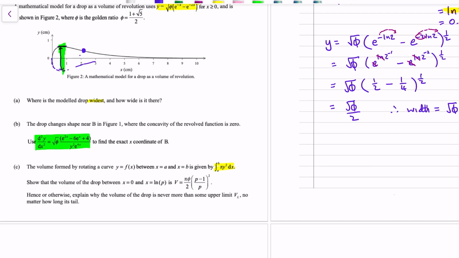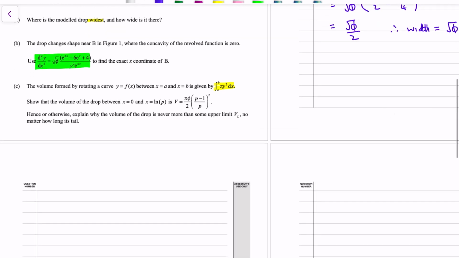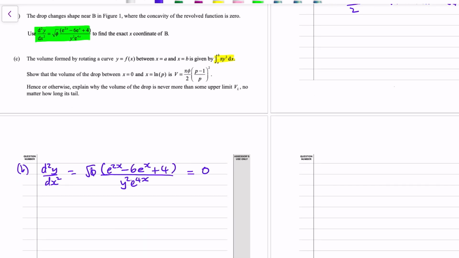Okay, so to do that, just set the second derivative, root 5 times e to the 2x minus 6 e to the x plus 4, equals 0. You might want to derive this to prove that you are able to differentiate twice and rearrange stuff. Concavity equals 0. Remember that the second derivative gives us concavity, like the first derivative gives us gradient. This is equal to 0 if that numerator is equal to 0.